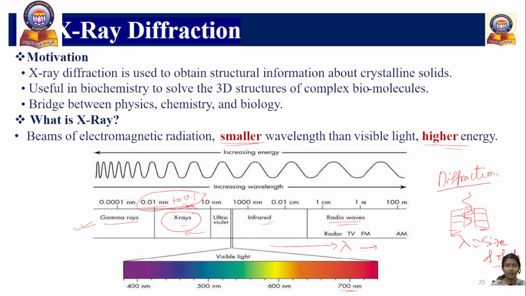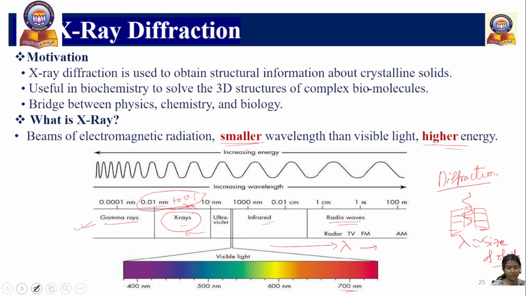Non-invasive means a ray will not go inside and change the structure, or change the position of atoms and molecules. That would be problematic for us. We don't want that. We just want to study the crystal as it is. So that's why X-ray is used. It is non-invasive. It is not hampering the crystal. So that is our motivation. That's why we use X-ray.